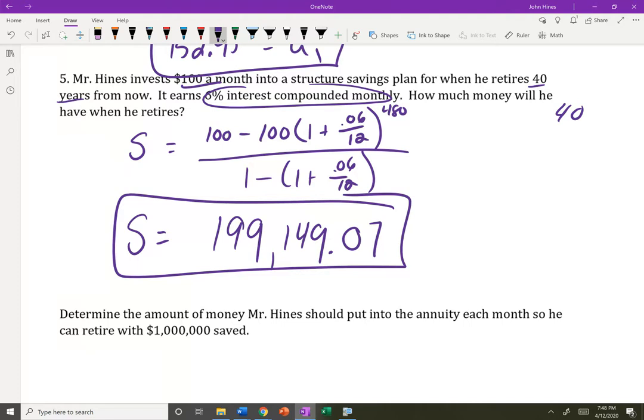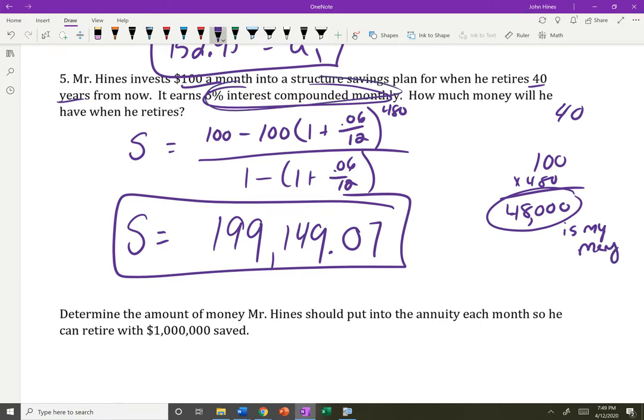Here's the crazy awesome part. How much money of that's mine? Well, I put $100 away 480 times. So how much money of that is actually mine? Only $48,000 is my money. The rest of that money grew from that compounding interest.